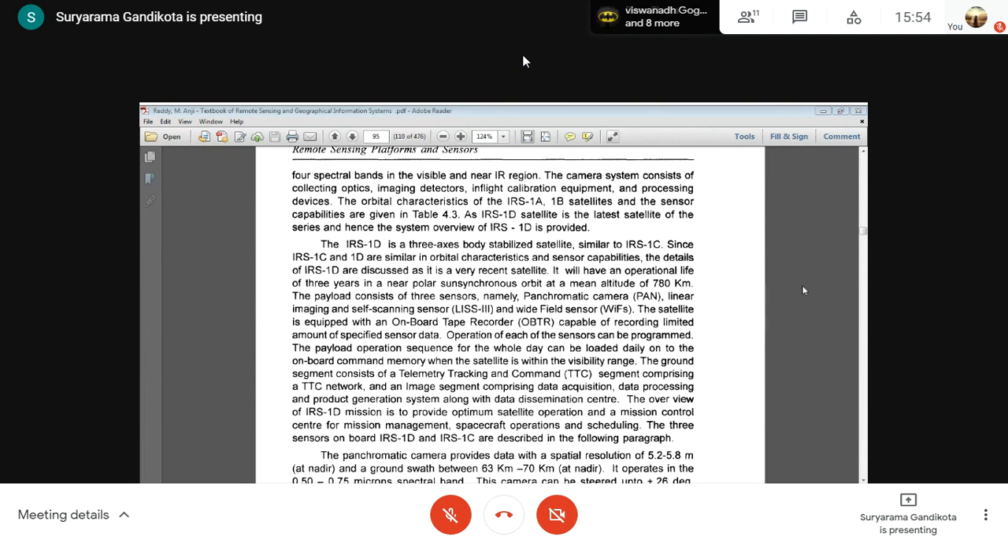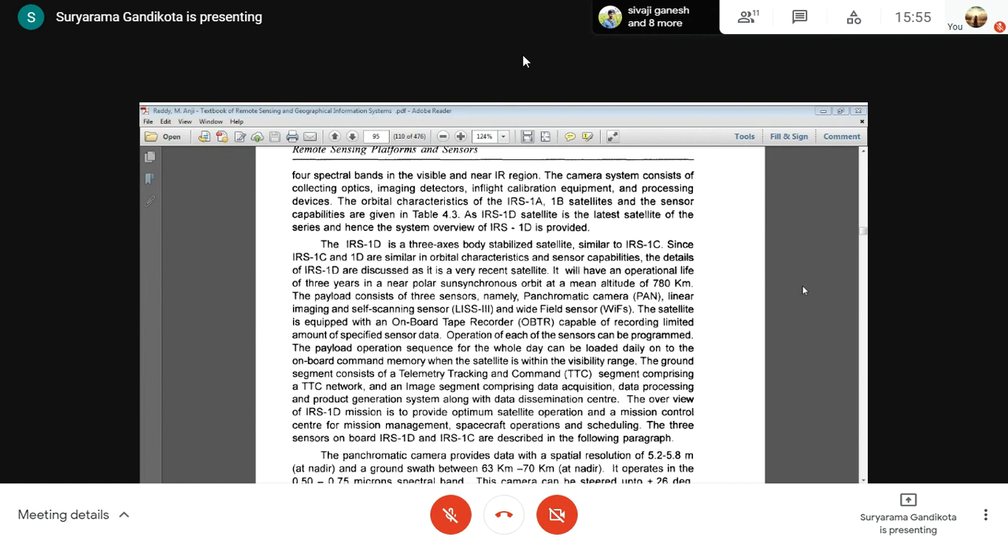The ground segment consists of a telemetry tracking and command segment comprising a TTC network, and an image segment comprising data acquisition, data processing and product generation systems along with the data dissemination center. The overview of the IRS-1D satellite mission is to provide optimum satellite operation and a mission control center for mission management, spacecraft operations and scheduling.